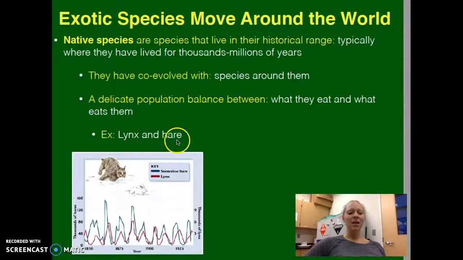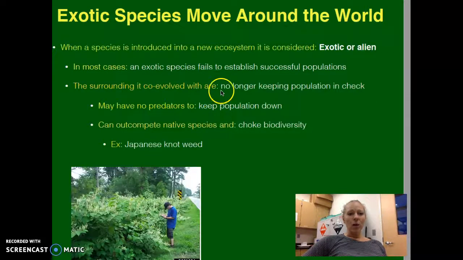If you were to take the hare and move that to another part of the world where there was no lynx, where there was no predator, you're going to see that there may not be a predator there. And if there are no predators there, it could potentially outcompete and become very prolific. And so, in most cases, exotic species fail to establish successful populations.